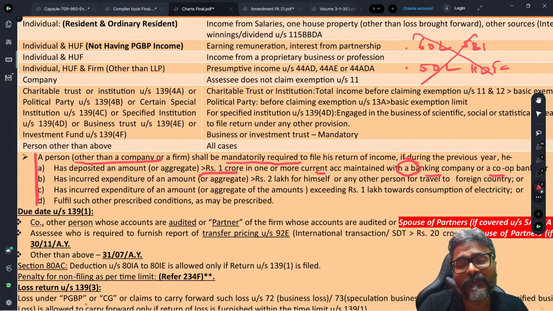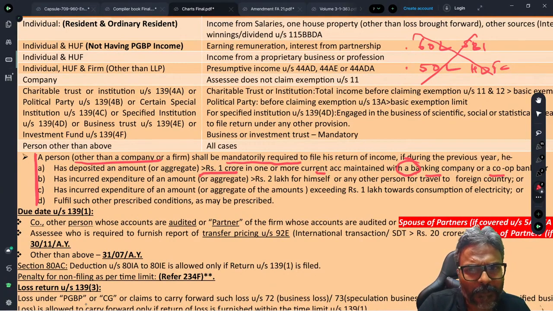But if both of them, say for example, are with HDFC, and the aggregate of my deposit during the year is more than rupees 1 crore, can we now say that there is an obligation to file the ROI? And the answer is yes. Now we can say that yes, there is an obligation to file the ROI. Now coming to point number 2, students, just pay attention to the second point as well.